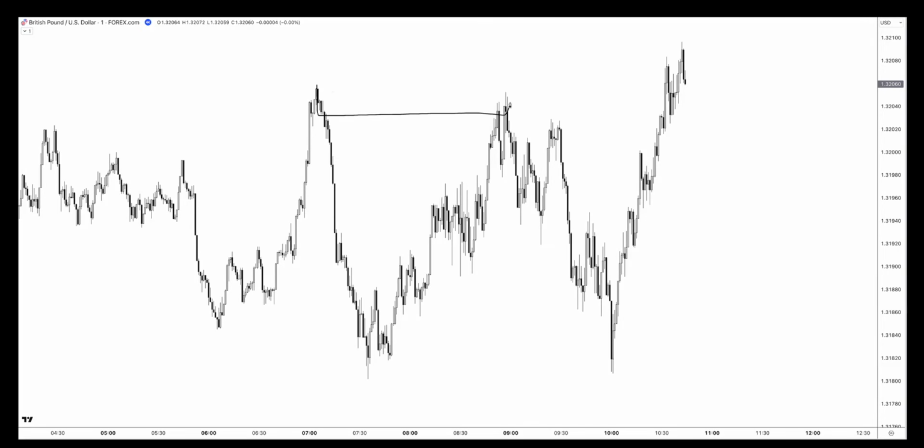We respect this high. Okay, we trade away. So now we have liquidity above here. Look how we come down to this low here, this internal low. We respect it temporarily and move up. Then we sell off further, down to the low. Perfect.